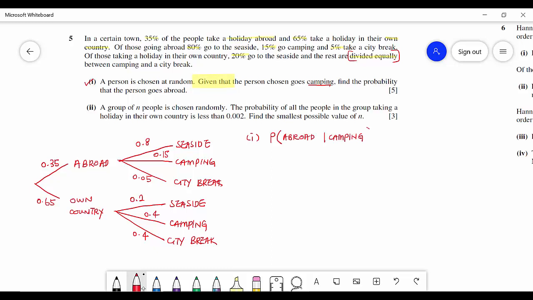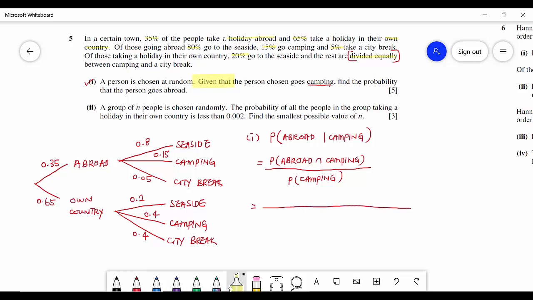So this is the symbol for the conditional probability that we have. What is the formula for conditional probability? It will be abroad intersect with camping, divided by go camping. All right, so now let's start to put in all the possible values from the tree diagram.